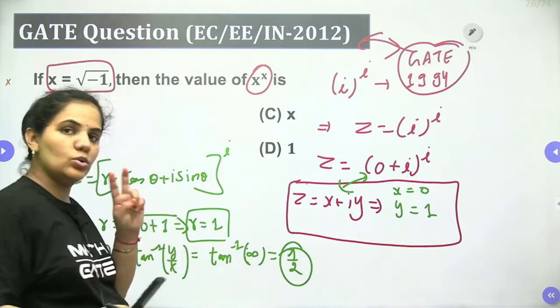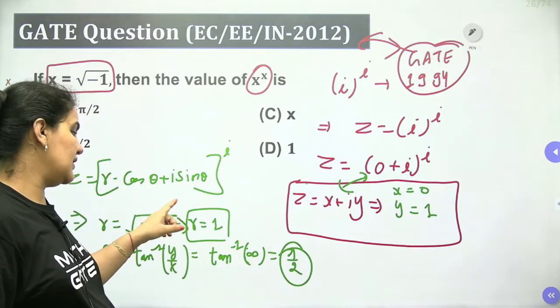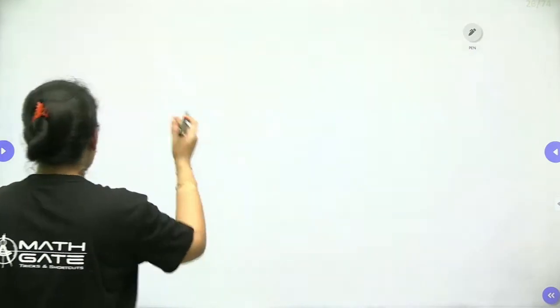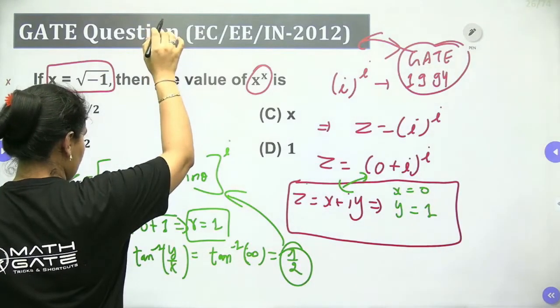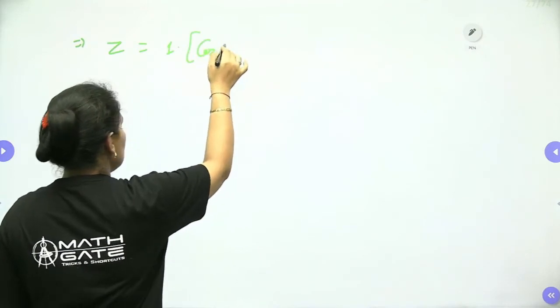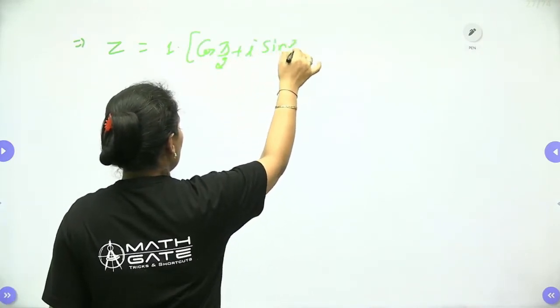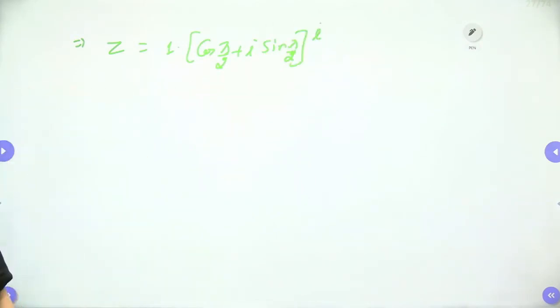So here we are clearly having two things. The first is r, which is equal to 1, and theta, which is equal to pi by 2. Let's put it here. So z is equal to r into cos theta, that means cos pi by 2, plus iota sin pi by 2, to the power iota only, right? We can approach it, guys.